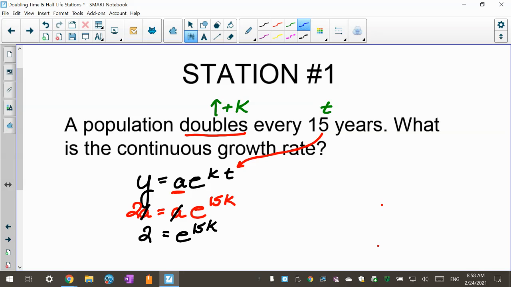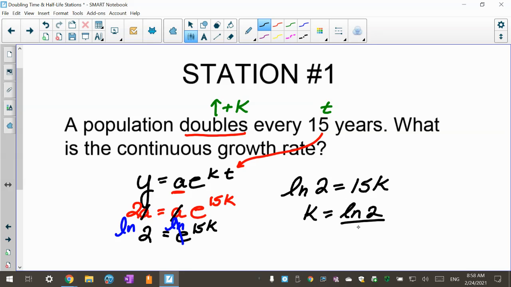Because k is up high, I can natural log both sides to solve for it. That's the beauty of using your continuous exponential function. When you natural log it, it undoes it. So I have the natural log of 2 equals 15k. So k equals the natural log of 2 over 15.